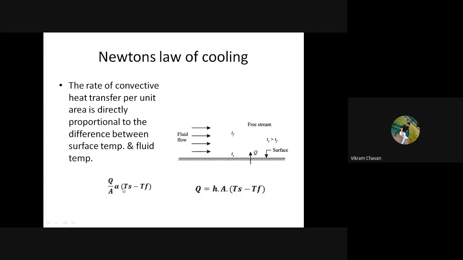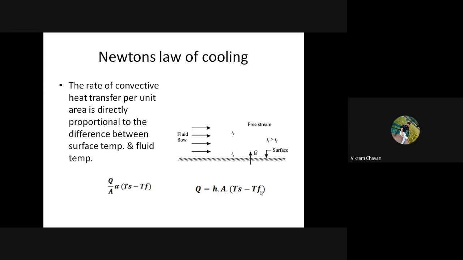Now we have to normalize this particular equation. Normalize means we have to remove the proportionality sign and introduce the equal to sign. For that purpose, we have to introduce one constant, and we shift A to this side. So we get the equation Q equals H multiplied by A multiplied by (Ts minus Tf), where H is the proportionality constant, A is the surface area, and Ts minus Tf is the difference between the surface temperature and the fluid temperature.